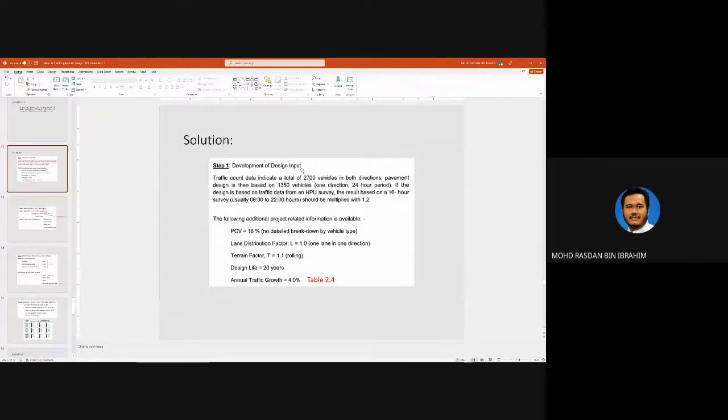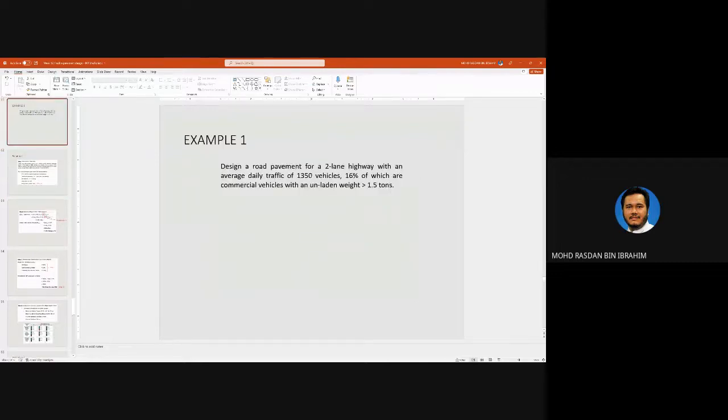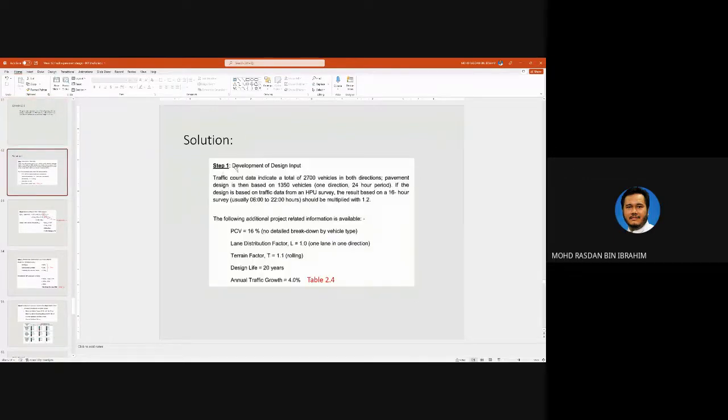This is the problem with the current manual that we are using. The first question says that the traffic is 1350. Suddenly in the solution, it says that the traffic count data indicate 2700 vehicles in both directions. Of course, it's still 1350 for one direction, but for a 24-hour period. But it does not mention this in the statement of the question.